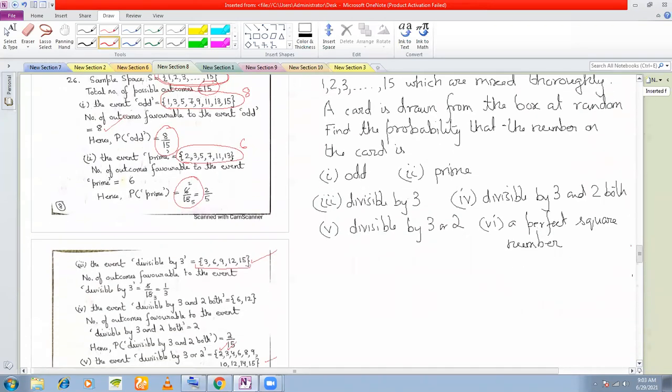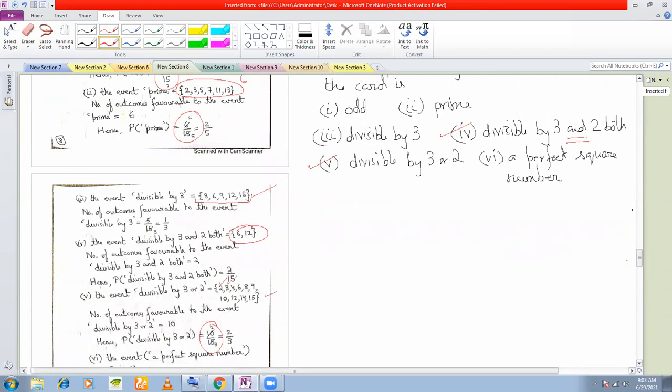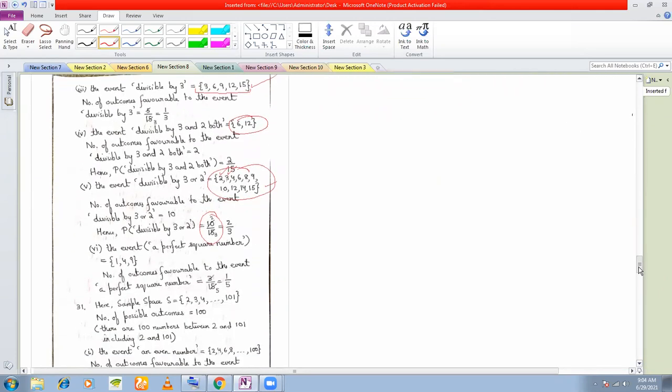See the difference between these two questions, 4 and 5. In 4, they said 3 and 2 both. So that is why we had the sample space as only 6 and 12 here, because 6 and 12 are divisible by 3 and 2 both. But here in 5, the question is divisible by 3 or 2. That means either 3 or 2. So that is why you have so many elements that are divisible by 3 or 2.